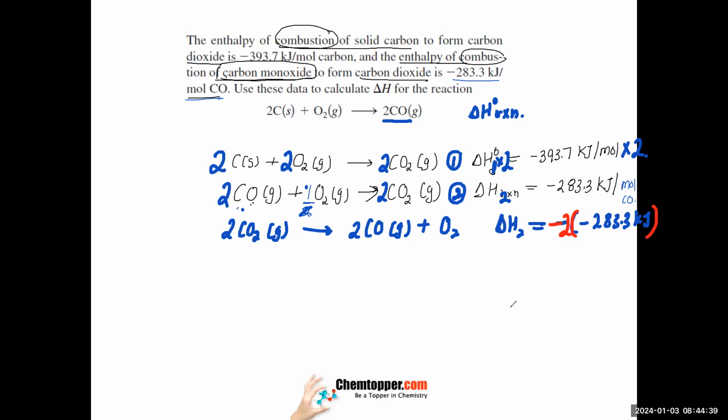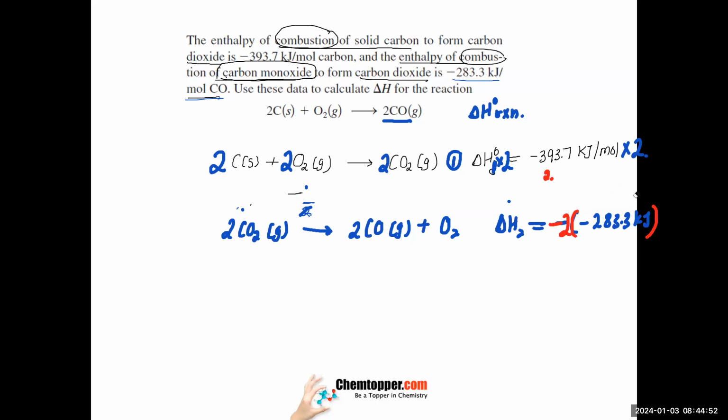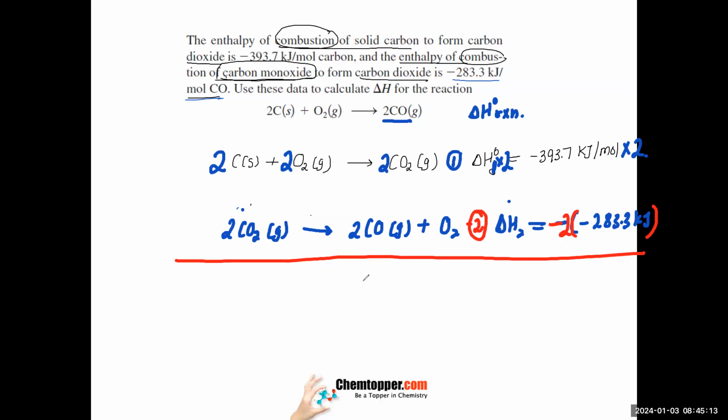So first I multiplied and then flipped it. Now I don't require this equation. I'm erasing it. If you have any question, please ask, because Hess's law is a must question in free response. Must. Okay. So can we work now? Add equation 1 and 2. This is equation 2. Cancel the intermediates.